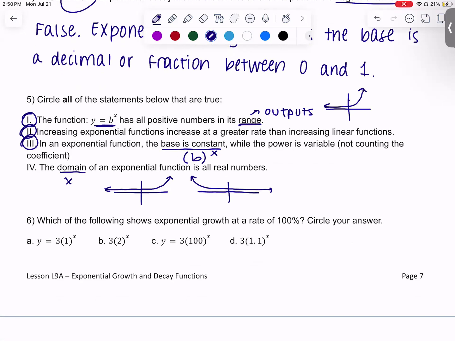Finally, number 6, which of the following shows an exponential growth at a rate of 100%? Underline that, rate of 100%. r is 100%.